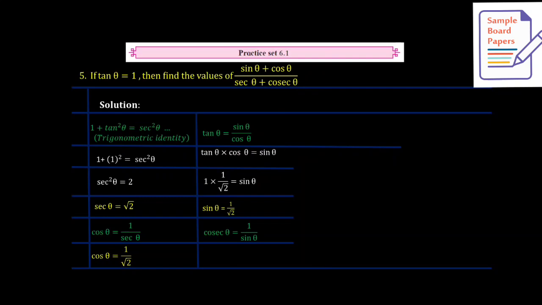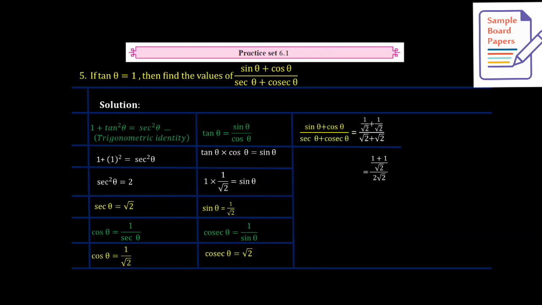Now only one is left, cosec theta. Now sin's reciprocal is cosec and cosec's reciprocal is sin. So cosec theta is 1 upon sin theta. So what is the reciprocal of 1 upon root 2? The reciprocal of 1 upon root 2 is root 2. So cosec is root 2. So we have found all the 4 trigonometric ratios which are asked here: sec theta, cos theta, sin theta and cosec theta. Next one, substitute the values.